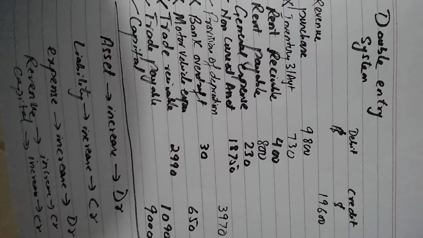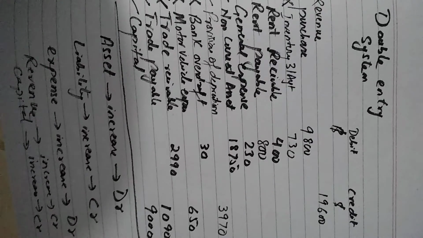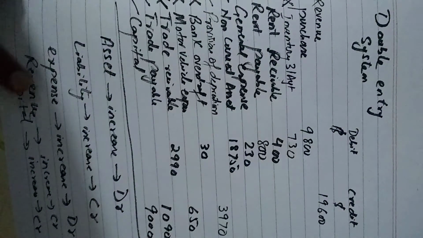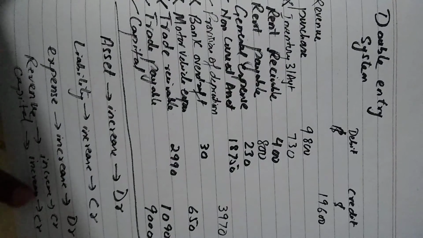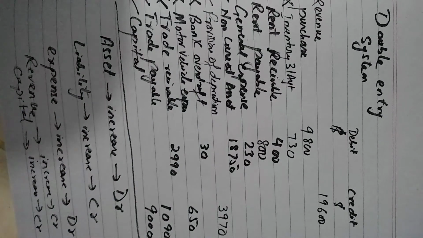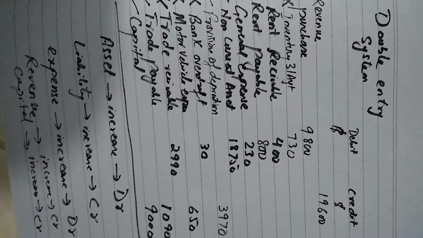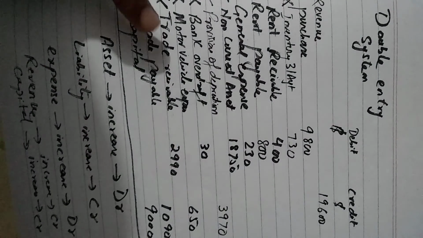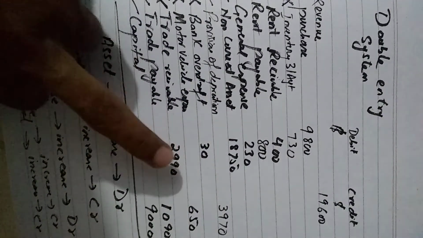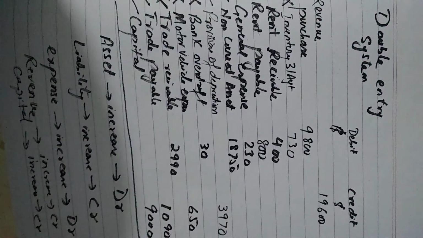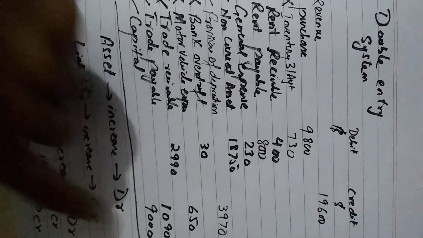Rent receivable is your income, so you write it over here on the credit side. When income increases, it is recorded on the credit side. Bank overdraft is a liability, so it is recorded here. Motor vehicle expenses are recorded on the debit side. Whenever expenses increase, they are recorded on the debit side. Correct this trial balance, and both balance totals should be the same.